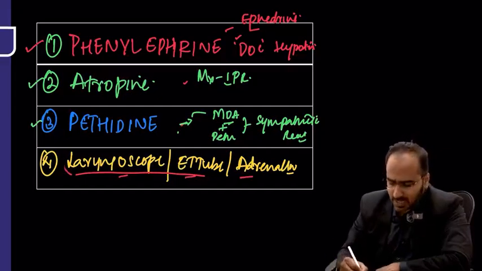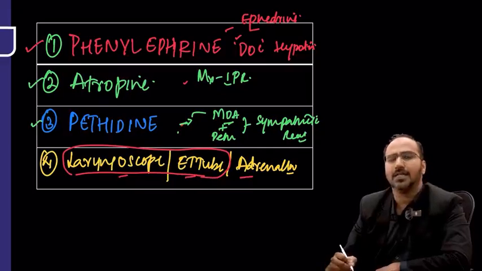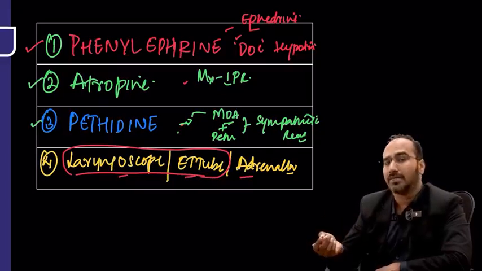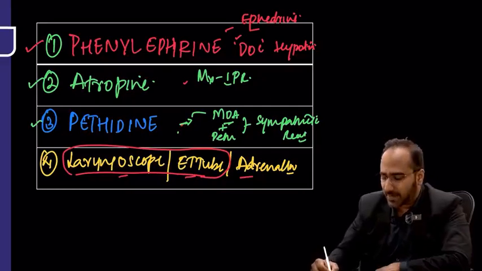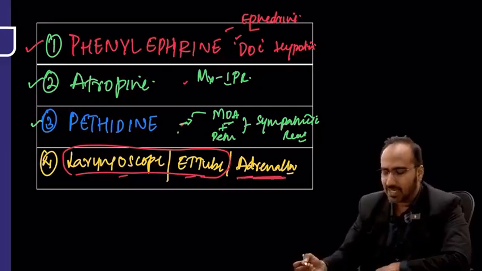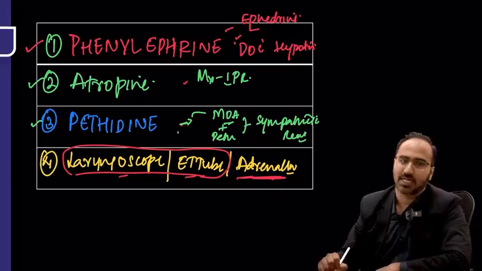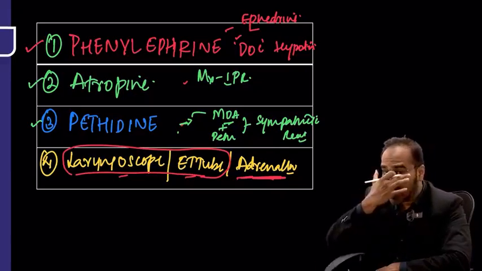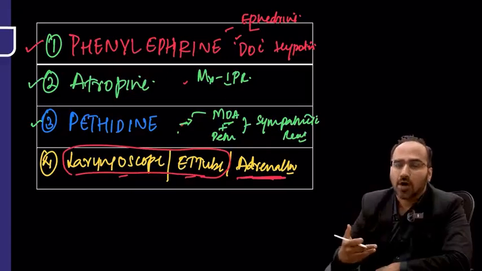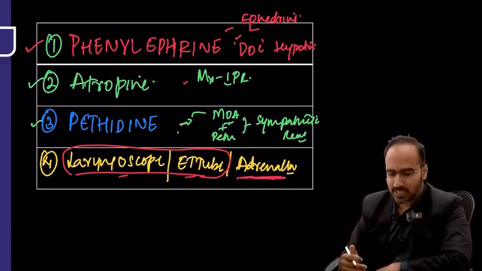If his airway is secured, then will he develop cardiac arrest? No. But in some unfortunate patients, if they still develop cardiac arrest, then the drug of choice for cardiac arrest is adrenaline in the emergency drugs. Okay. So these are the intraoperative complications of spinal anesthesia.